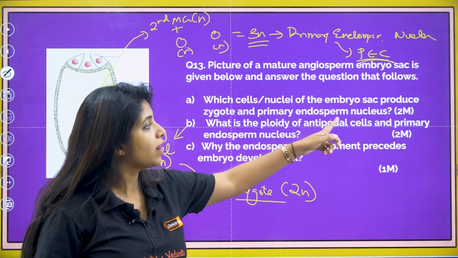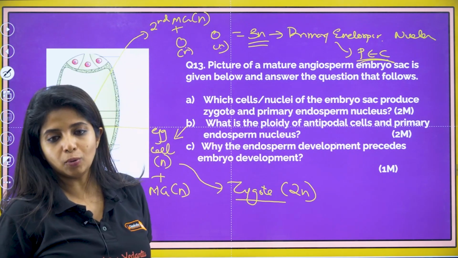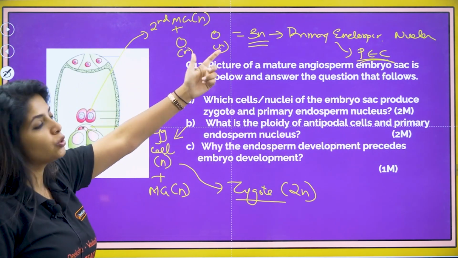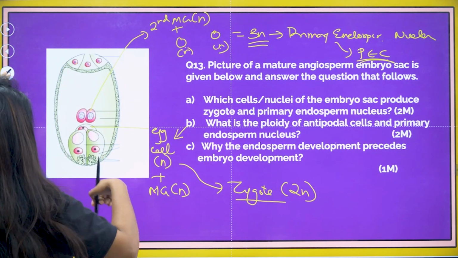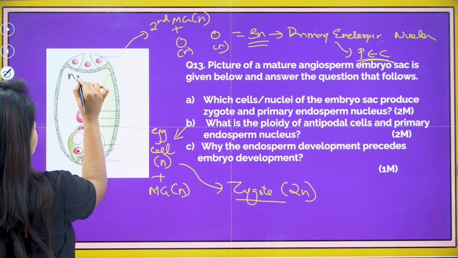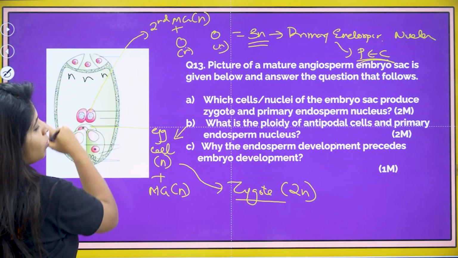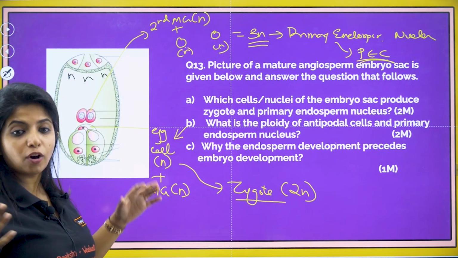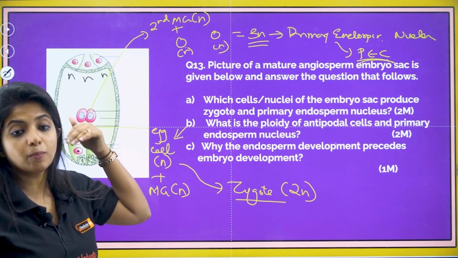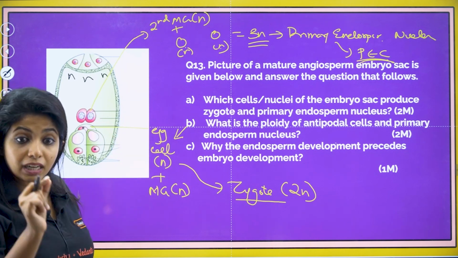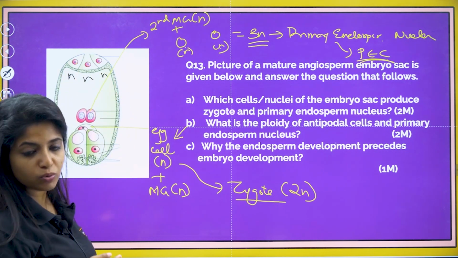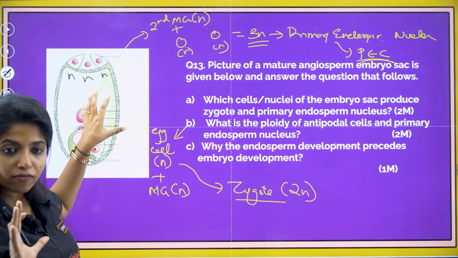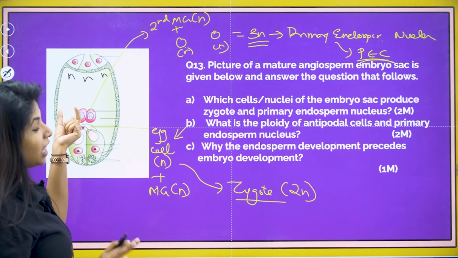Now what is the ploidy of antipodal cells and the primary endosperm nucleus? So primary endosperm nucleus, you know it is triploid. What about the antipodal cells? Antipodal cells are these cells. And all of them, as usual, initially had n only. So they are also going to be haploid, my dear children. Don't think of adding n plus n plus n, don't do that. Talking about individual antipodal cells, it will be haploid in nature. Half the number of chromosomes will be there in all the nuclei.